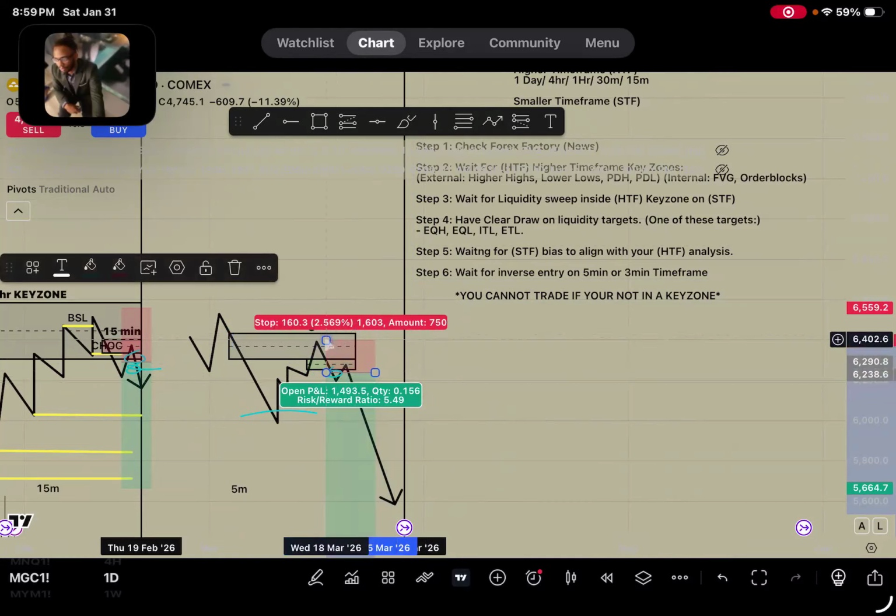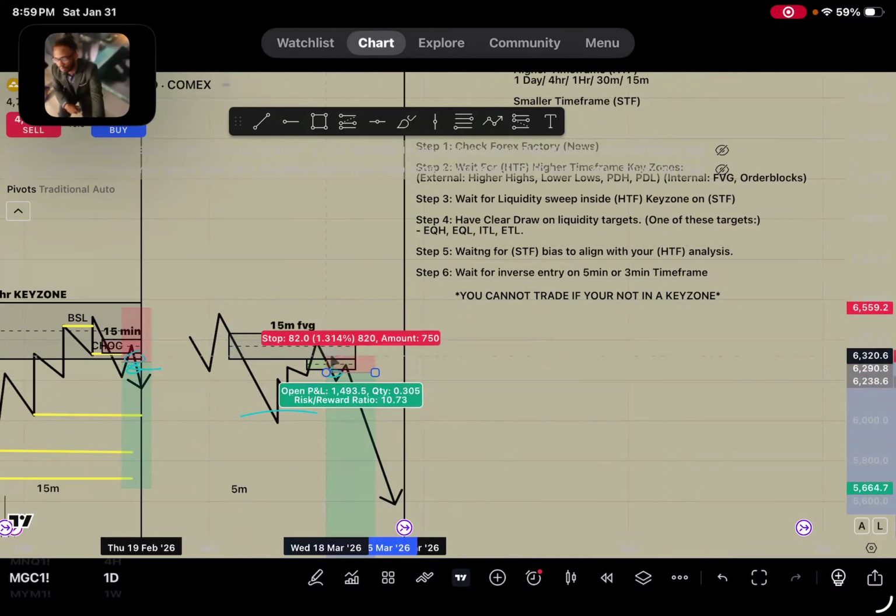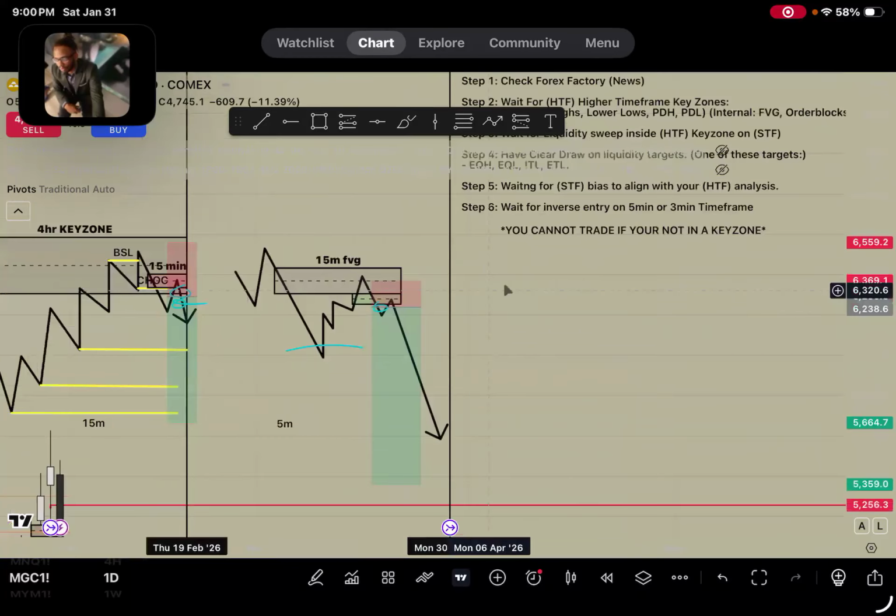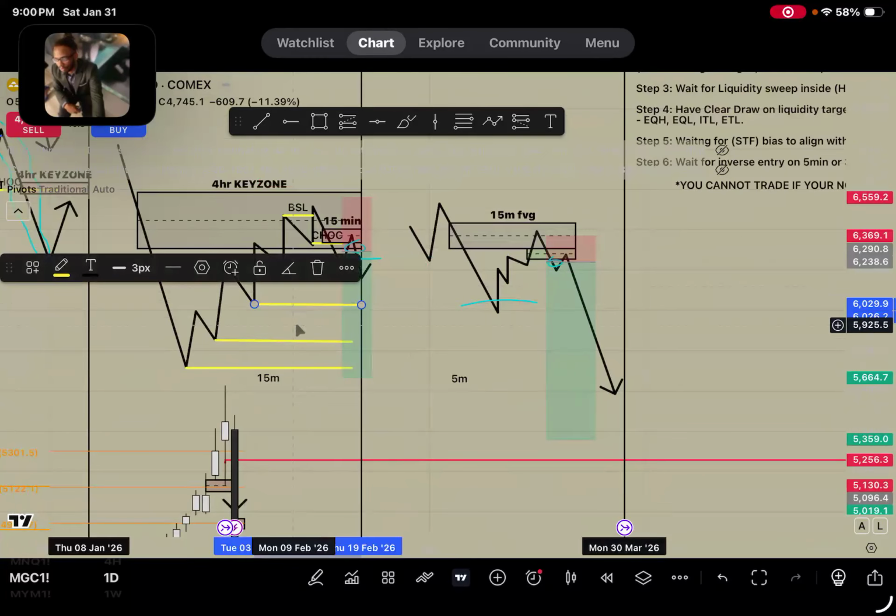Place your stop anywhere you'll be protected by a fair value gap, a bullish fair value gap that turns into a bearish one because it got inverse. You're protected by that now. Or you can put your SL up a little bit more and just target your lows. TP1.